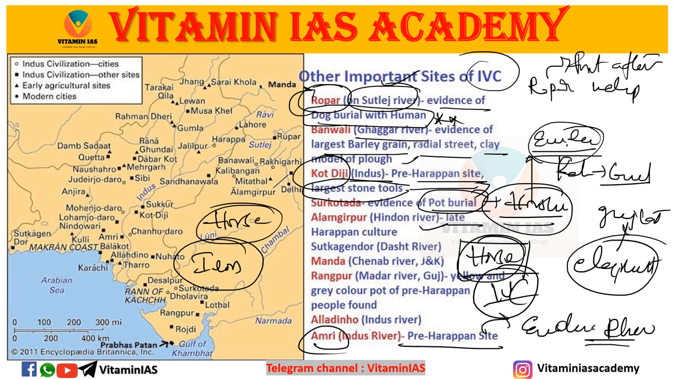They don't know iron, they don't know horse. But here, for Sorkatoda, only evidence of pot burial we have to consider, because the horse might be later or earlier, but it does not belong to the Indus Valley civilization.